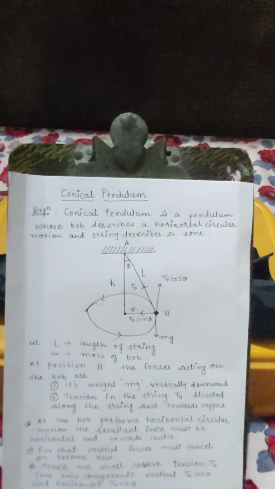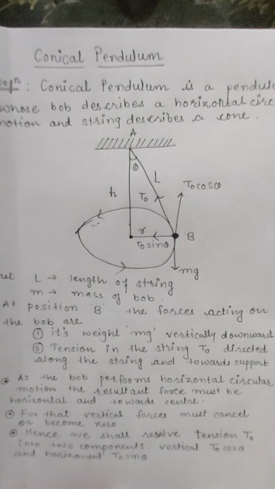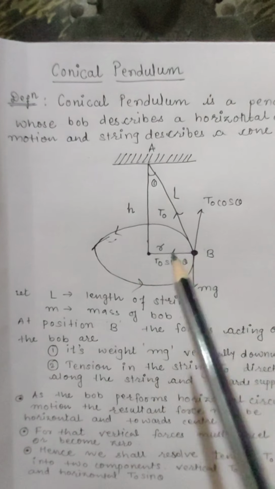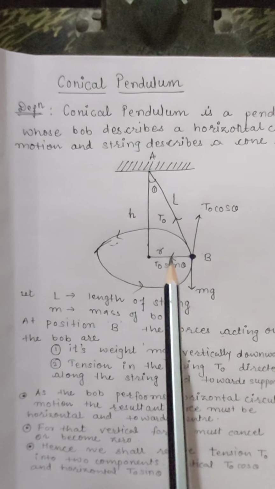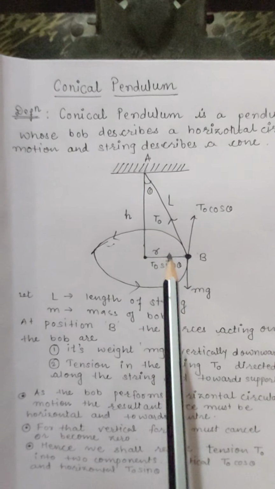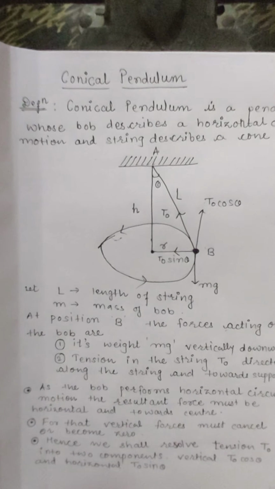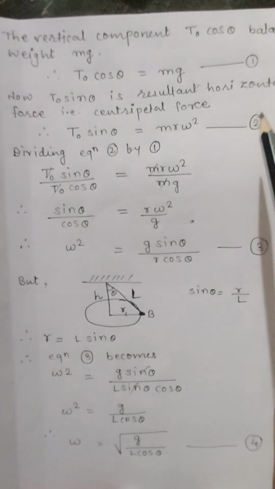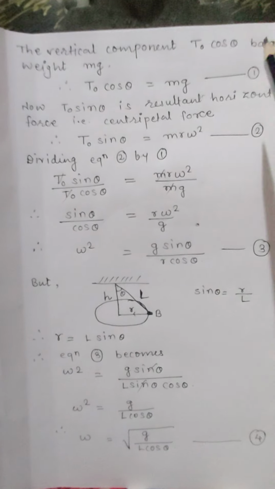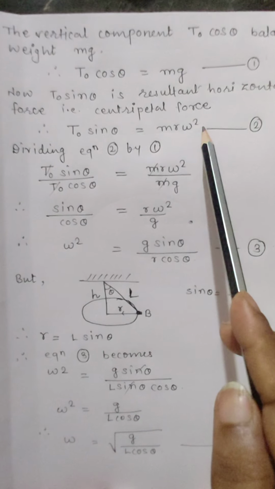and our vertical forces become 0. Now the only force acting is the horizontal T0 sin theta, which is the resultant centripetal force. So we can write the two equations. T0 cos theta is equal to mg. Let this be equation number 1. And the second one is T0 sin theta is equal to m r omega square.